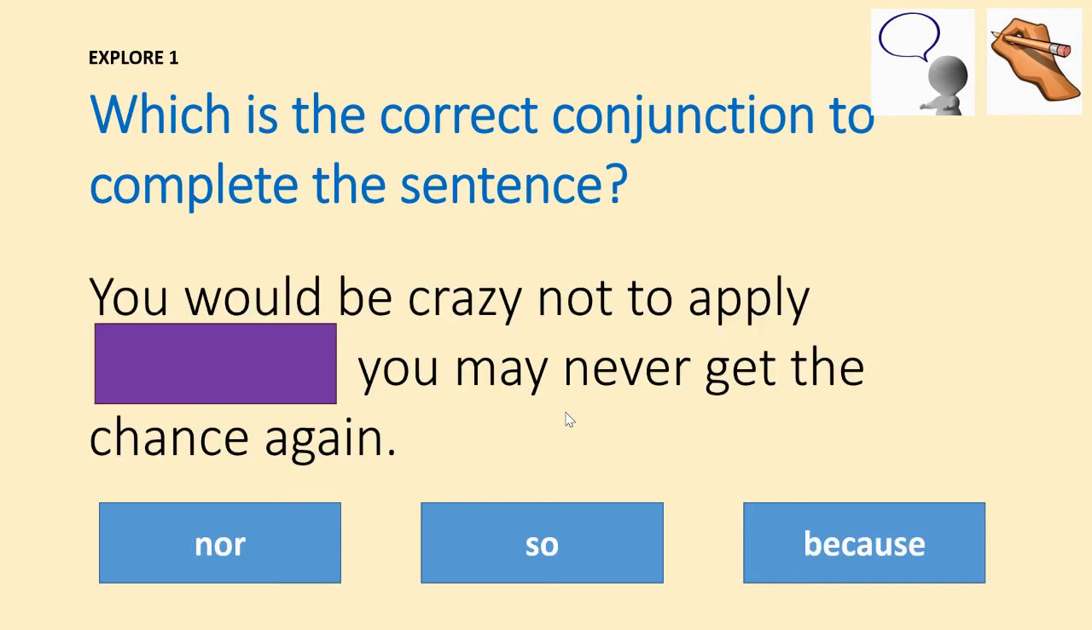Let's try another one. You would be crazy not to apply. You may never get the chance again. Which conjunction is correct? Nor, so, or because. I want you to say the sentence out loud and try the different conjunctions and then write the correct conjunction down on your piece of paper or home learning book. Do that now. Press pause.